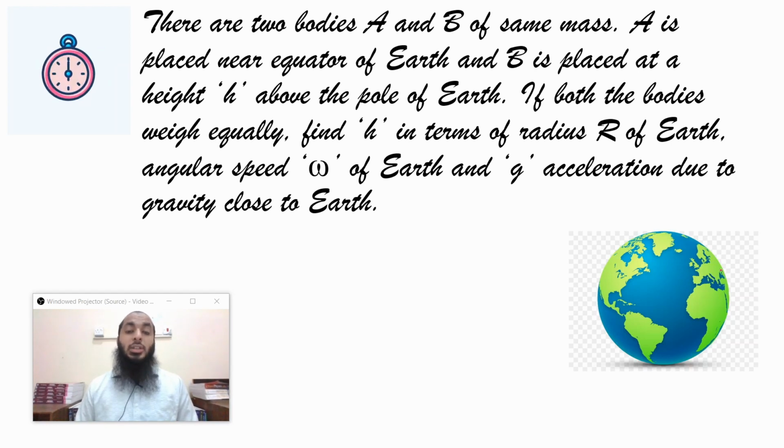Now, this was a question from gravitation. There are two bodies A and B of the same mass. A is placed near the equator of the earth and B is placed at a height h above the pole of the earth. If both the bodies weigh equally, find h in terms of radius r of earth, angular speed omega of earth, and g, acceleration due to gravity close to earth.